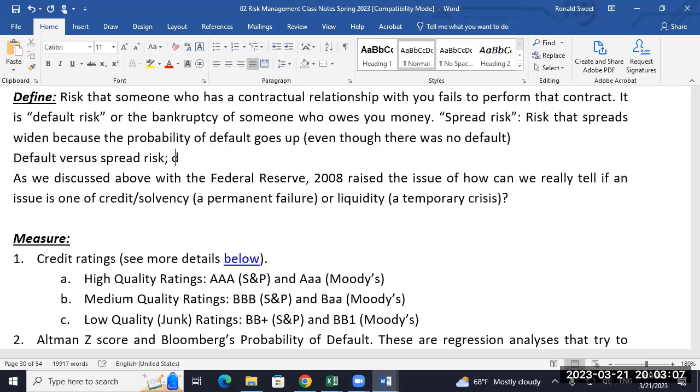You can also think about this in terms of downgrade risk. So you bought a single A bond and now it's downgraded to triple B. It's still paying. It hasn't missed a payment. So that's one question that we used to do in your paper one.